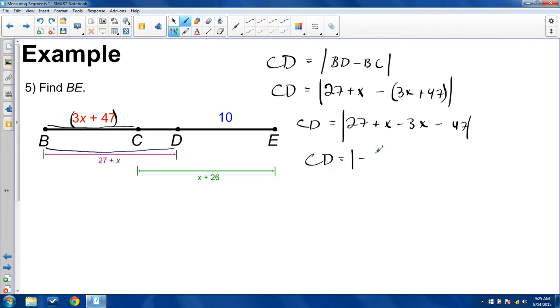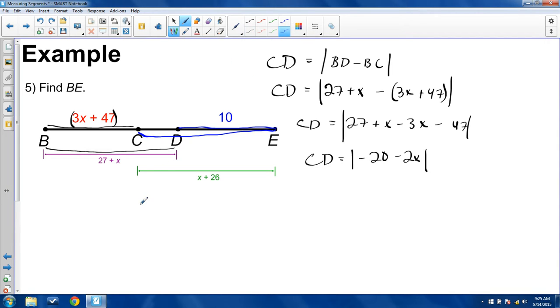Okay. So CD is the absolute value of 27 minus 47 is negative 20. x minus 3x is negative 2x. So CD is this length here. Now, once again, that doesn't really progress you any farther unless you can compare it to some other value of CD. And you can do that using these values here, DE and CE. So you can see CE is x plus 26, DE is 10. So if we subtract those as well, now we'll be in good shape.